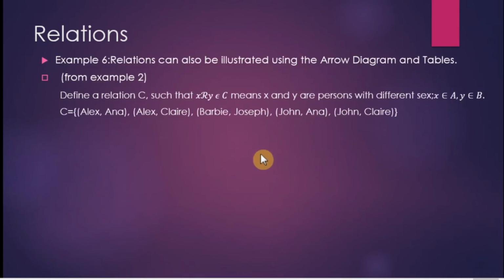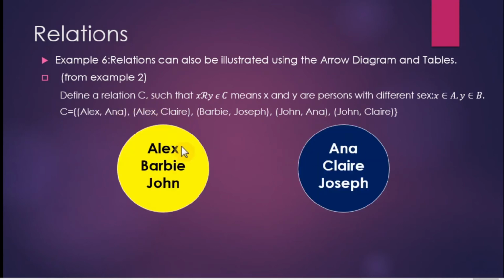Relations can also be illustrated using other means. We call them arrow diagrams and tables. So aside from writing our relations using set notation, we can use arrow diagrams and tables. Let us use the same examples and write them as arrow diagrams and tables. This is from our example number 2. To use an arrow diagram, we're going to represent the first set like this. Normally it's an oval or a circle, and then we write the elements of that set here, and then we do the same for the second set.